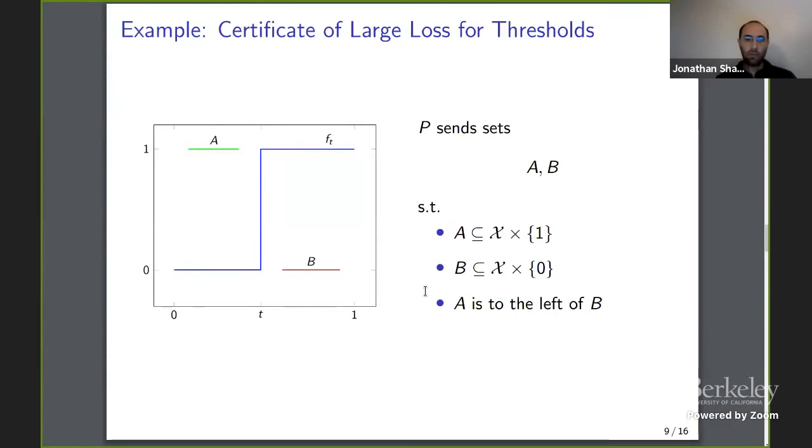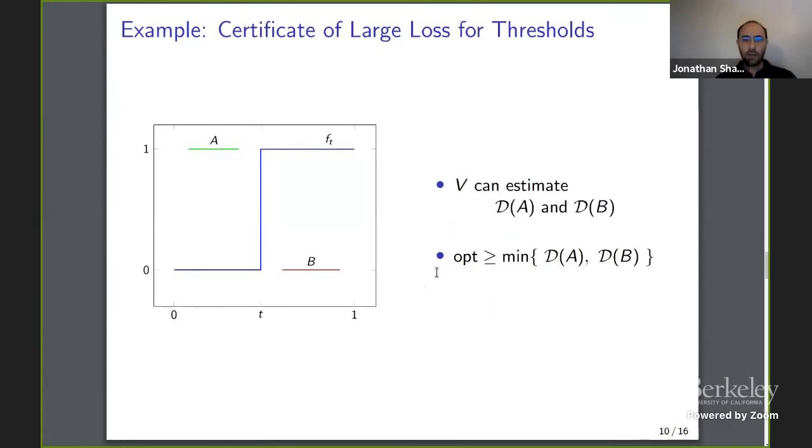Why is this useful? When V receives these two events, A and B, it can estimate the weight of A and estimate the weight of B. Again, by Hoeffding's inequality, just take a small number of samples and see what percent of them fall within the event A and what percent fall within the event B. And it turns out that opt is lower bounded by the minimum of these two weights.